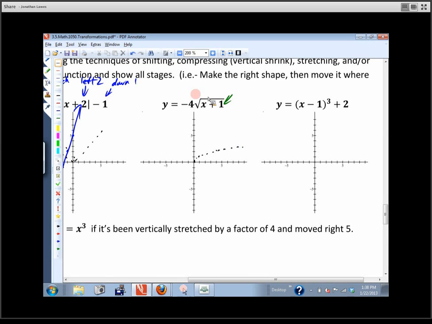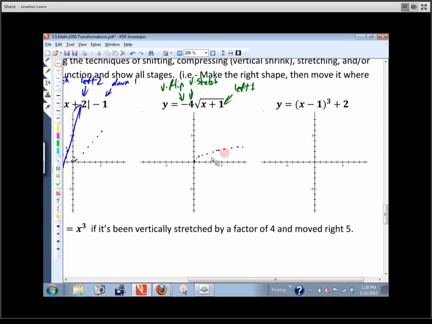What does the 1 do? What does the 4 do? And what does the negative do? So we'll work backwards. What does the 1 do? Okay, left 1 unit, right? What does the 4 do? Okay, it is a vertical stretch. And what does the negative do? Okay, it's a vertical flip, right?